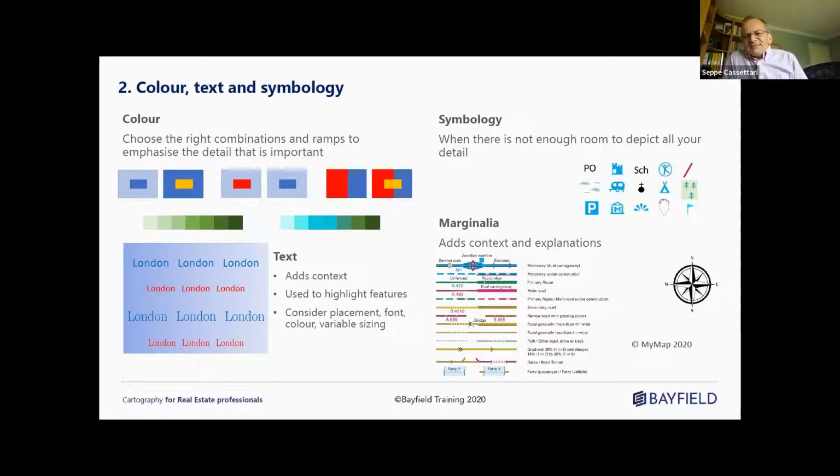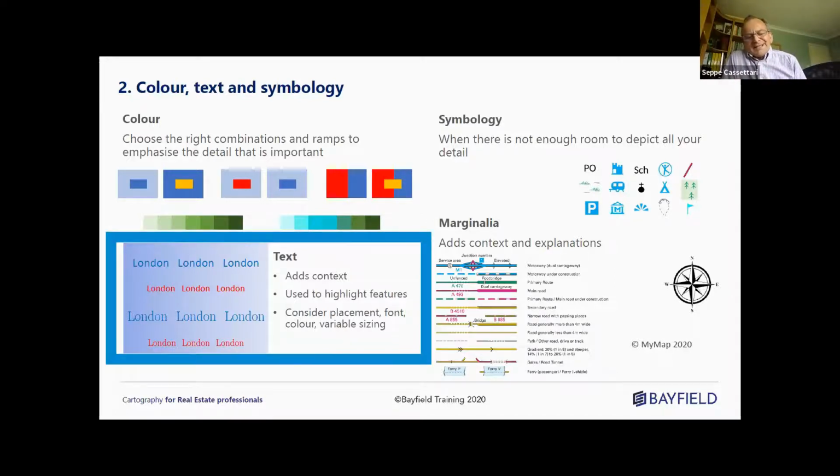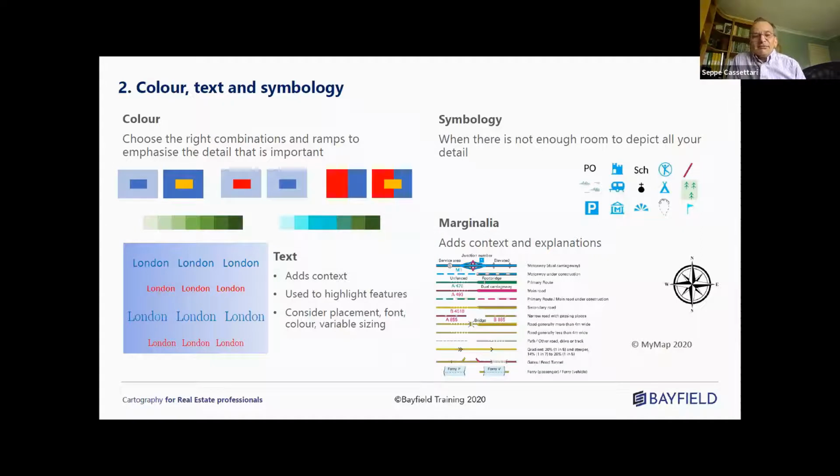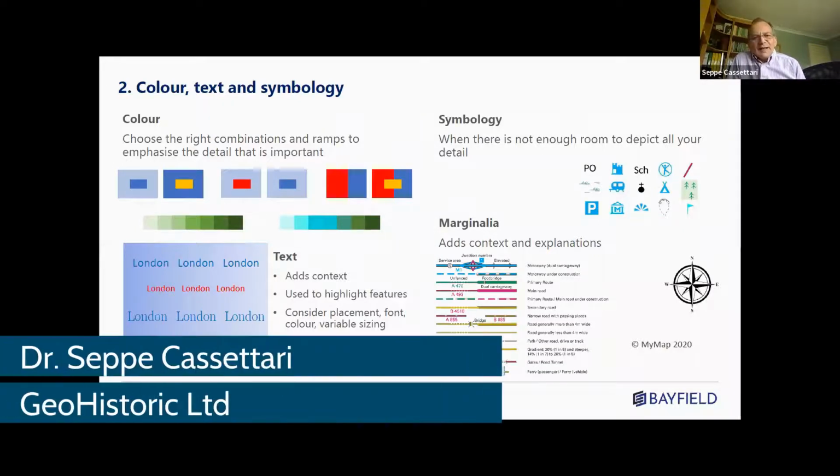Okay, so that's colour. Then there's text, which you are going to put quite lightly onto your map. Text is very important to help explain what the map is about, or at least to emphasise particular results, or even just to give geographic context. So adding place names, for example.